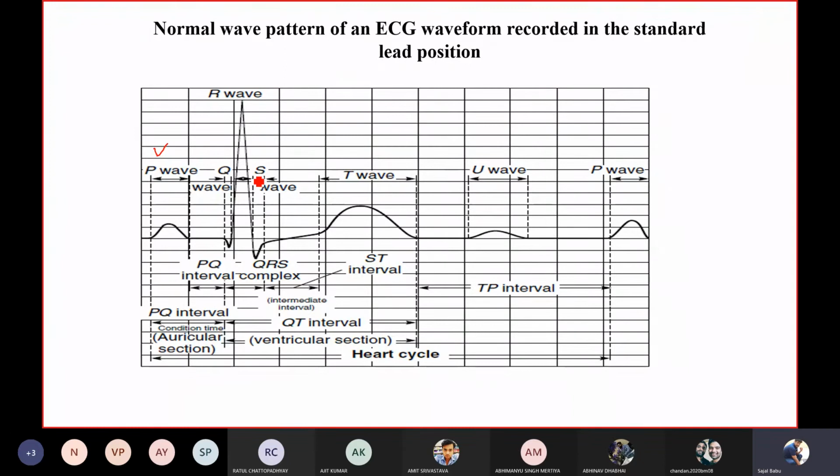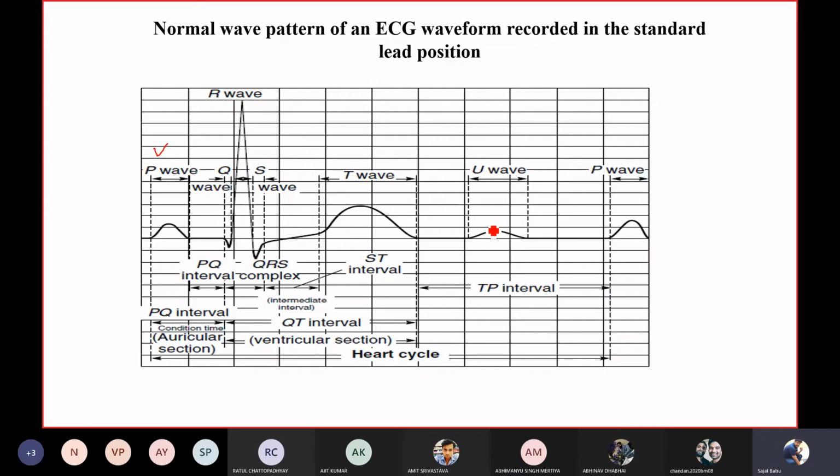So this Q, R, and S is called a QRS complex. What is this QRS complex? And then this T wave, this U wave. They have some time periods, and they are going to represent something. The P wave is representing something, the QRS complex is going to represent something, the T wave is going to represent something. So what are they going to represent? I will explain to you.